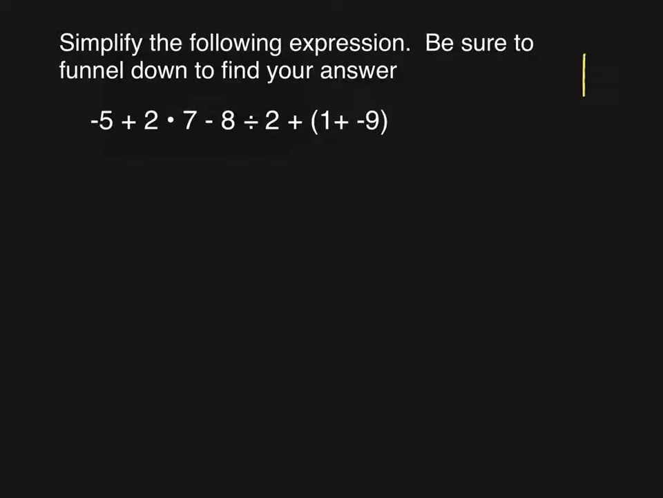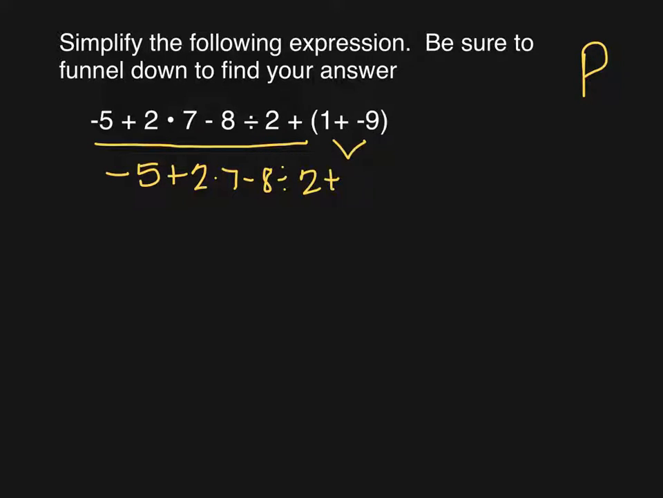So we know the first thing we do is parentheses. So we know right here is what we're going to do, and I'm going to underline everything we're not going to do. So I've got negative 5 plus 2 times 7 minus 8 divided by 2. Remember, I've told you that it doesn't matter if we bring that down first or if we do the actual operation in parentheses first. So I've got positive 1 plus negative 9.